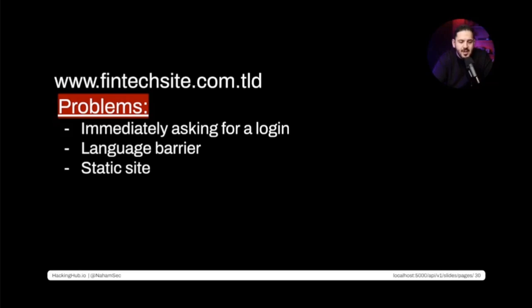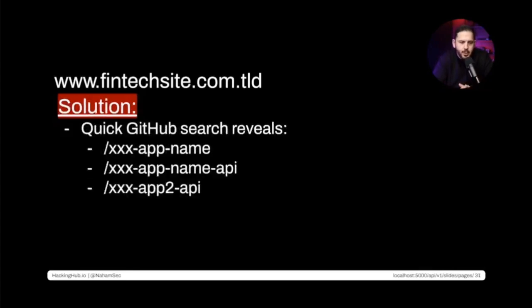I had to use Google Translate because it was in a different language, and it felt like a static website. It just had a login page, and on the other side it only had a contact page or something like that, a form that was available. So what do you do? You quickly take that domain and pop it into a GitHub search.